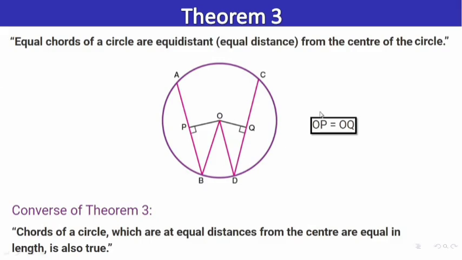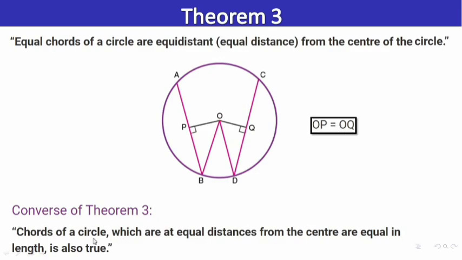That means, remember, we always measure distance in a perpendicular way. So if you drop a perpendicular, this OP gives the distance of this chord from the center. Similarly, if you drop a perpendicular from O to CD, this OQ gives the distance of this chord from the center. So these two distances will be the same as per the theorem. That's why we have OP equals OQ.